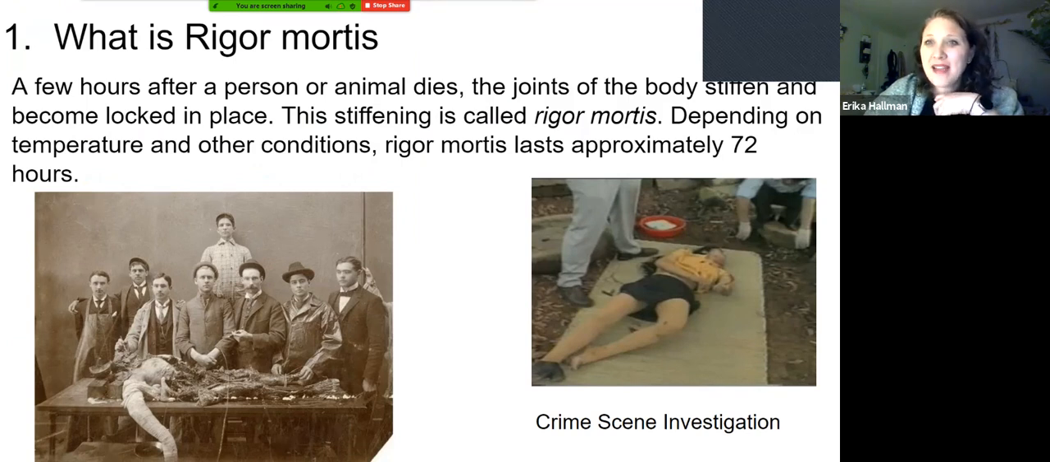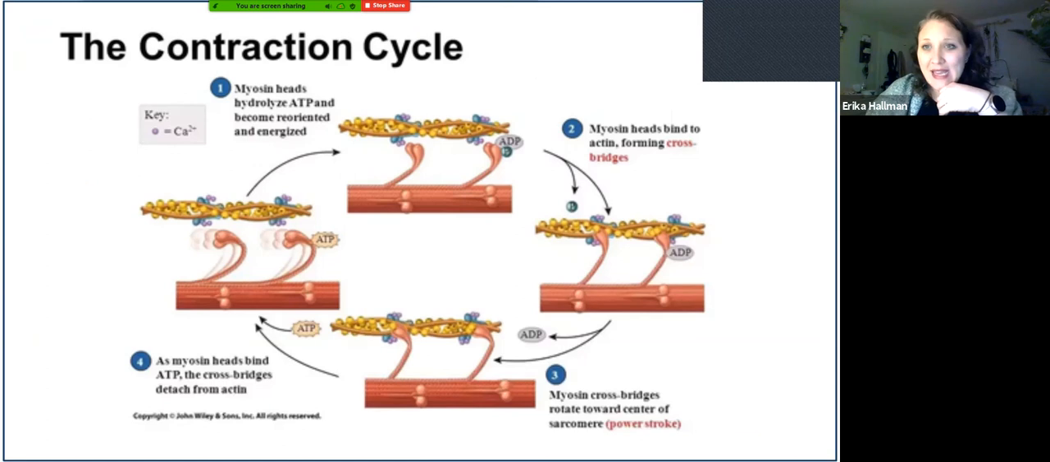In rigor mortis, the body's joints and muscles become more and more locked into place. They become completely stiff. The reason for this is that when we die, we no longer have the ability to keep our cells alive. The cells can no longer make ATP. And ATP, if we look at this diagram right here, is required in order to do a muscle contraction. This is called the power stroke right here. And if we cannot have ATP, we can't contract our muscles. We also can't relax our muscles.